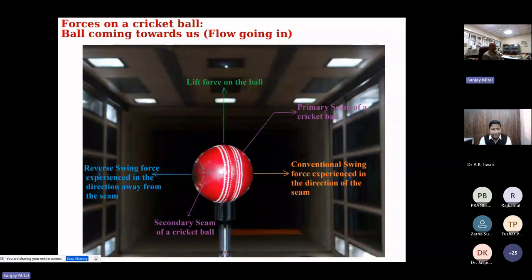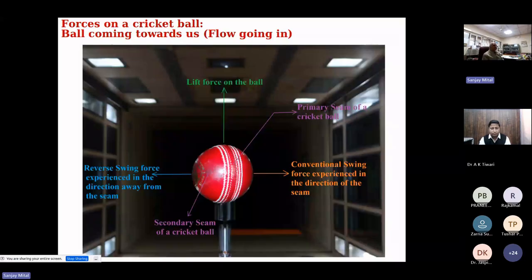We'll put the ball at a certain angle, maybe in this case a 30-degree seam angle. We'll change the flow speed from a low speed to a high speed, and then monitor the drag force and the swing force. A positive swing force means we have conventional swing. A negative swing force means we have reverse swing.